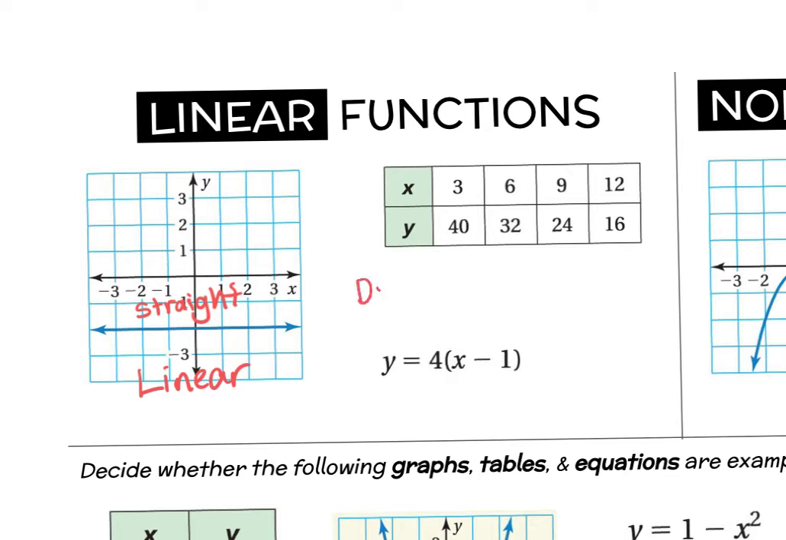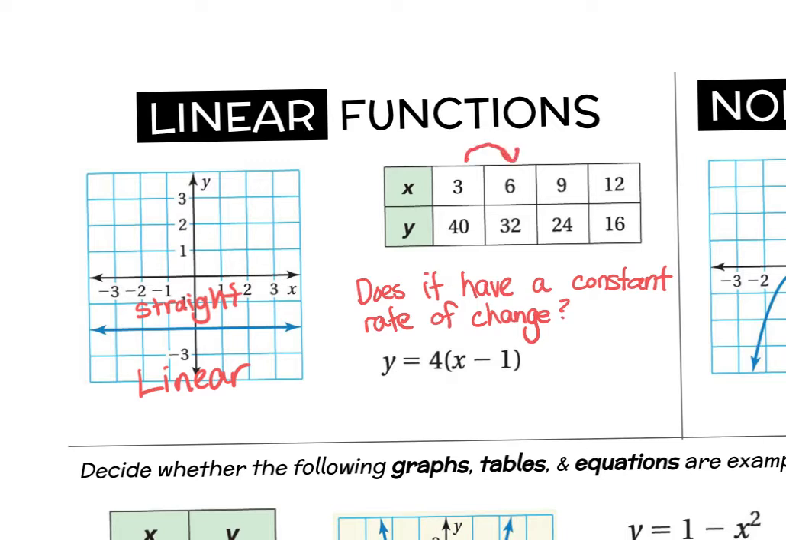So the main thing is, does the table have a constant rate of change or constant slope? The way we answer this question is we need to see how x is changing and how y is changing, and it's got to be consistent. So we look at how x is changing first, so that's plus 3. And then we have plus 3 again, and then plus 3 again. So that x change is consistent, but the y change also has to be consistent.